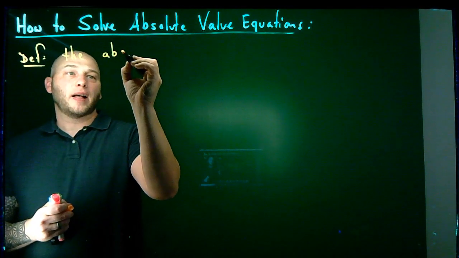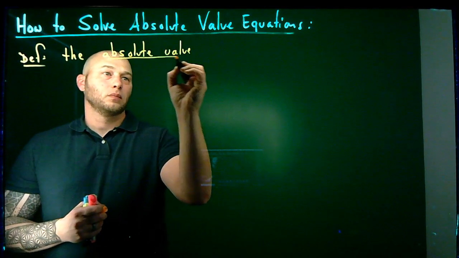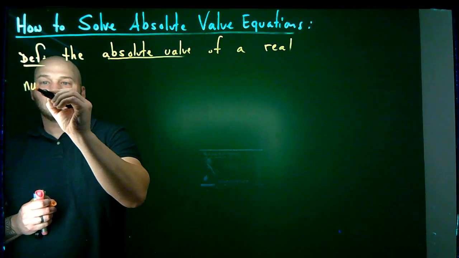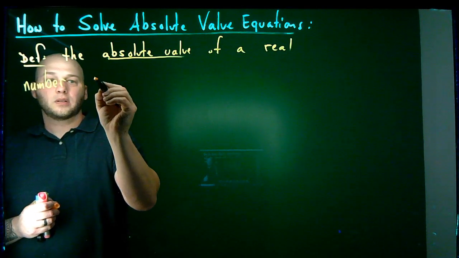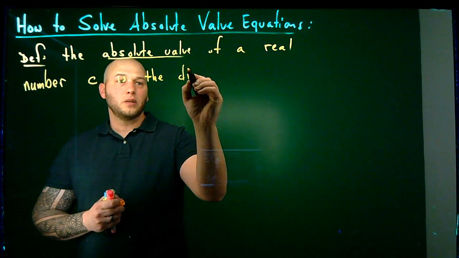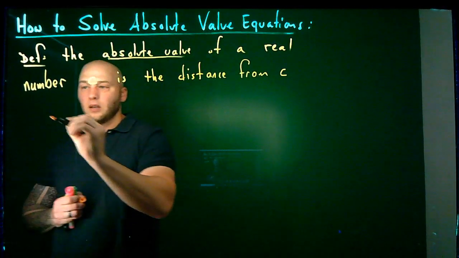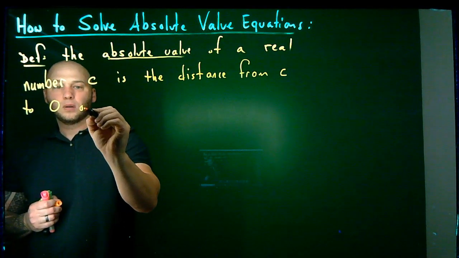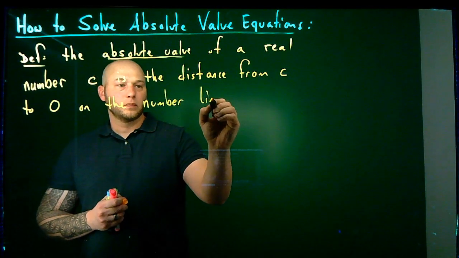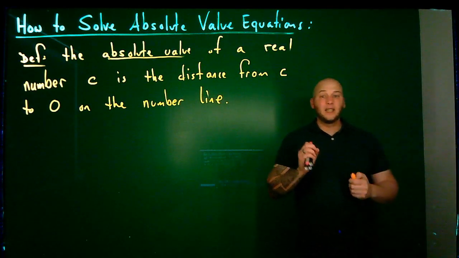the absolute value of a real number, let's call it C, is the distance from C to 0 on the number line. Okay. So the absolute value of a number is actually a distance.